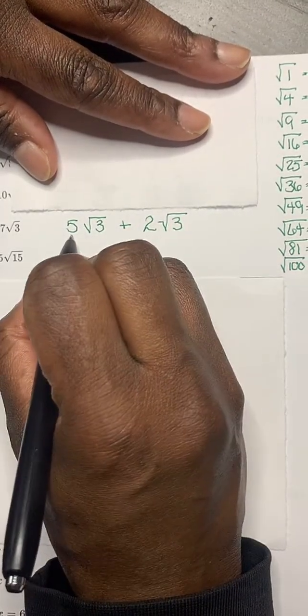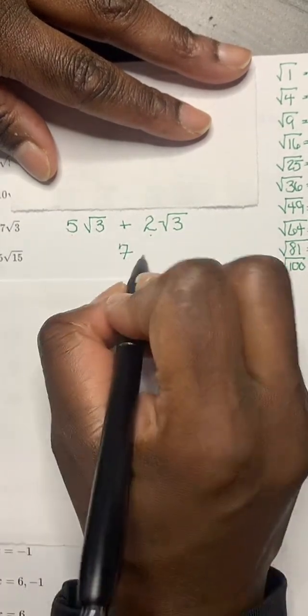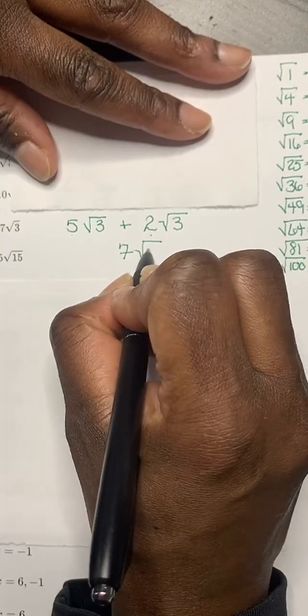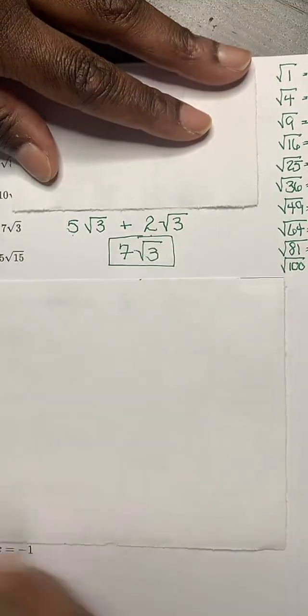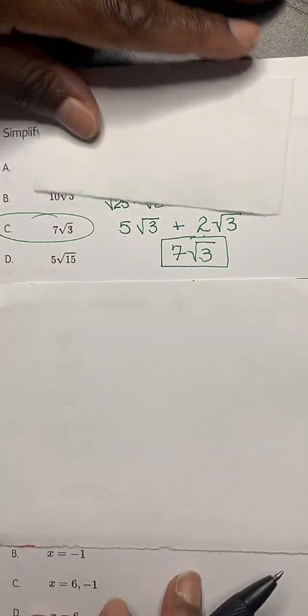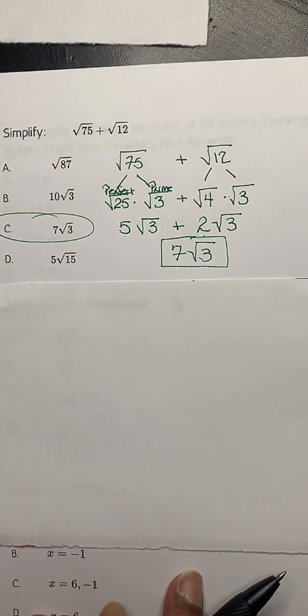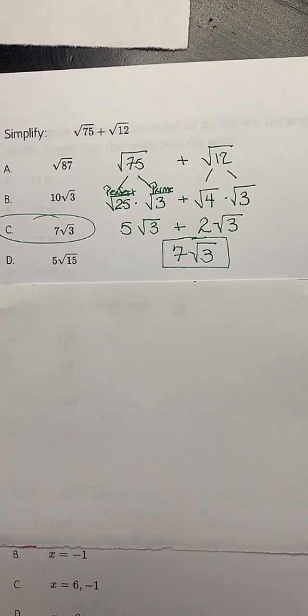So that means you're going to add the 5 and the 2, which gives us the 7. And we're going to keep the square root of 3. This is your answer, which is C. Okay, so when it comes to square roots, you really have to get down with the perfect roots.